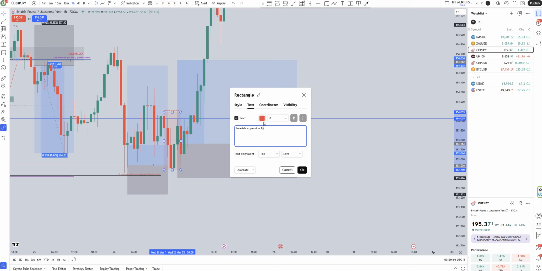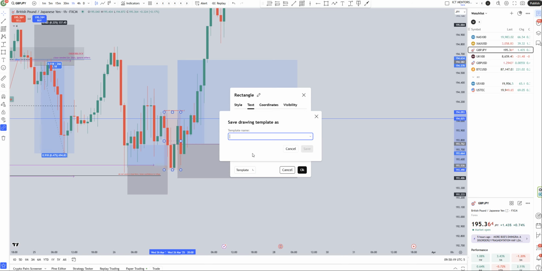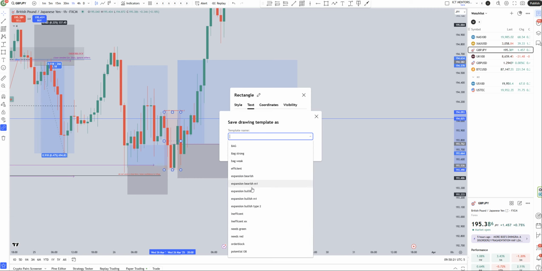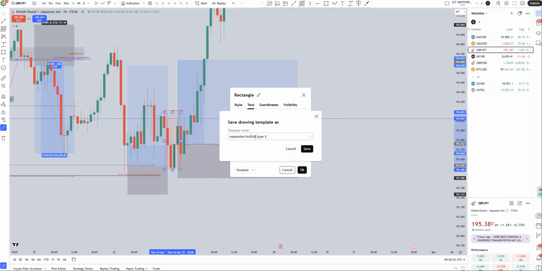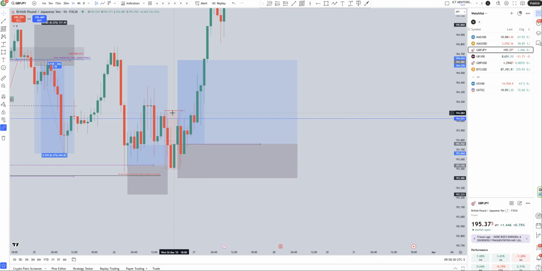Triangle keyboard. We can save this as a template because I'm too lazy to type. Save. And type 2 confirms it here because we did a CSD. We confirmed direction here. This is an aggressive buy because sometimes even after this confirmation, I want the CSD.